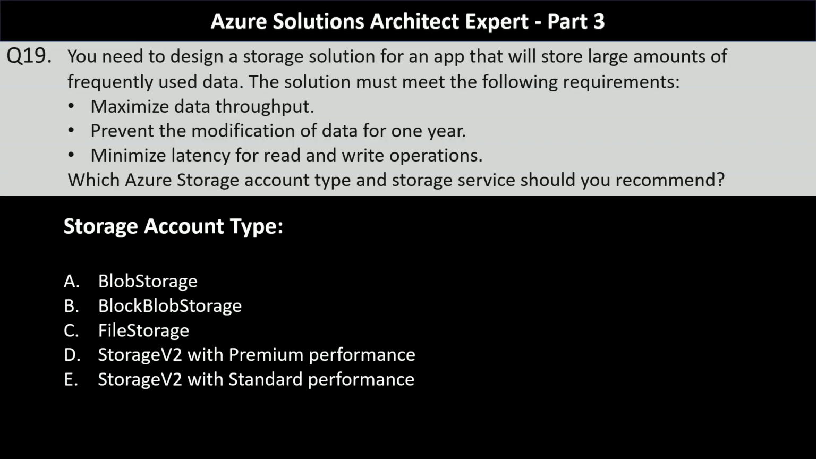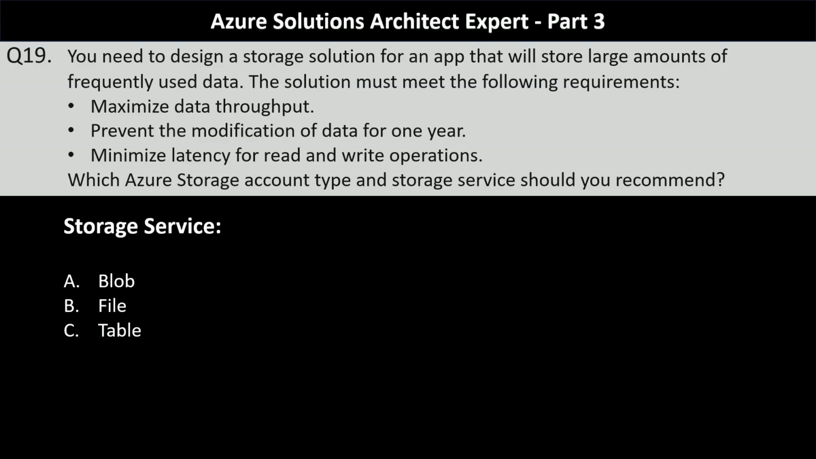Now, the first part of the question is talking about storage account type, and your options are blob storage, file storage, storage version 2 with premium performance, and storage version 2 with standard performance. And folks, the storage account that you should recommend in this case is blob storage. Blob storage is designed for workloads that require low latency and high throughput, making it ideal for scenarios where performance is critical.